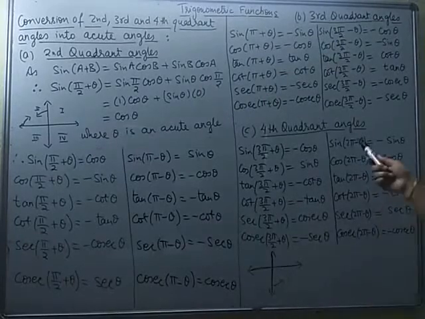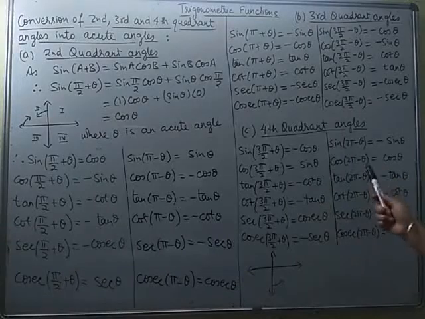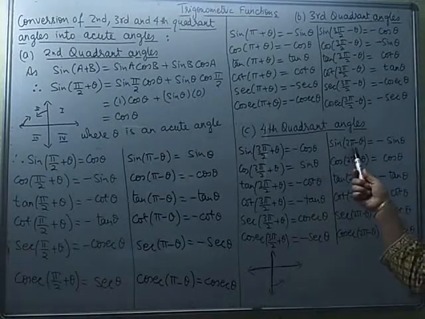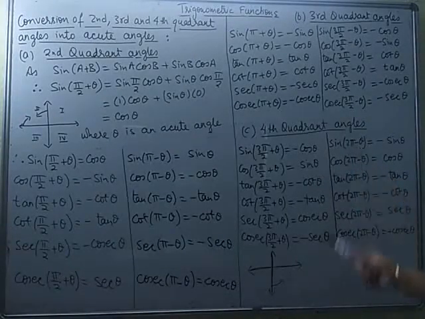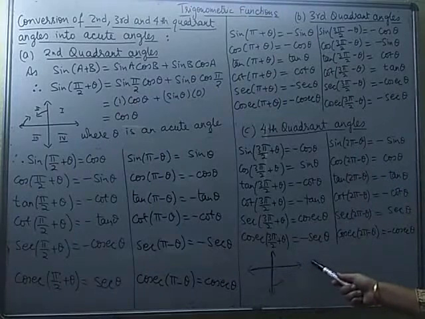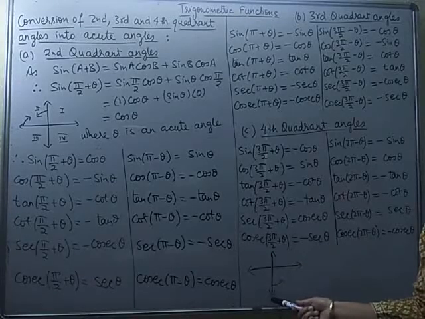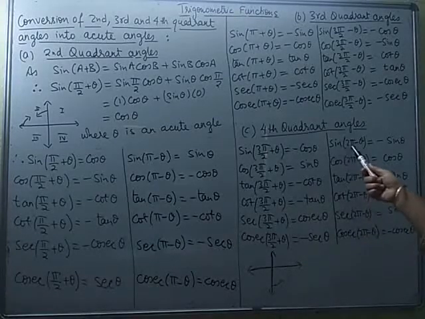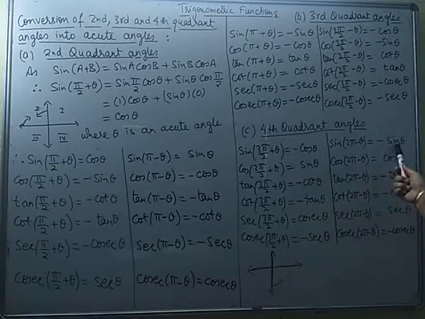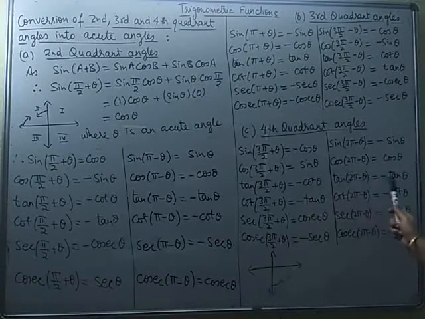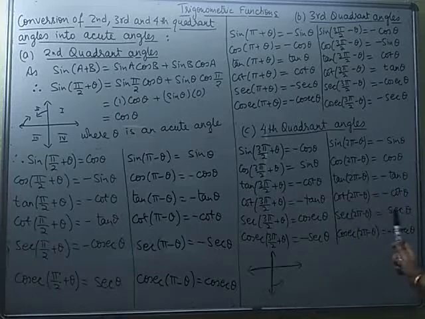Okay. Then again, converting the fourth quadrant angle into an acute angle, but this time the angle will be written as 2 pi minus theta. Pi and 2 pi are along the horizontal line. Pi by 2 and 3 pi by 2 are along the vertical line. So with 2 pi, sine remains sine, cos remains cos, tan remains tan, cot remains cot, sec remains sec, and cosec remains cosec.